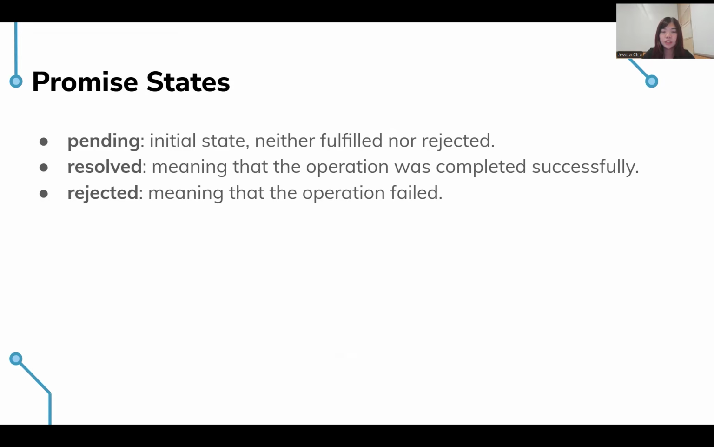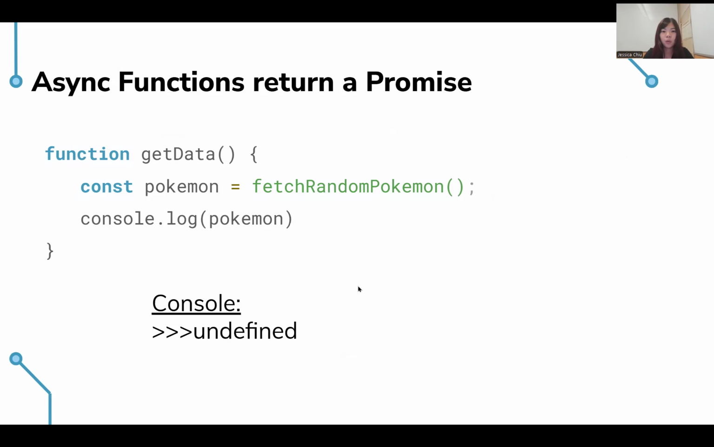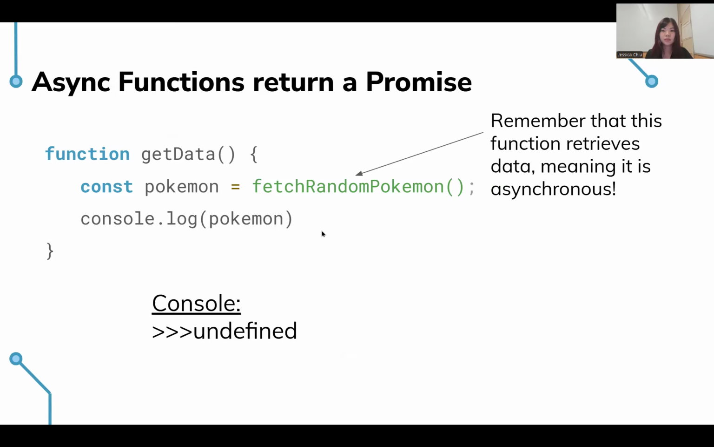Now, there are a couple states that a promise can be in. First, it could be pending, which is the initial state. So it's neither fulfilled or rejected yet, meaning it's still getting the data. It could be resolved, which means that the operation was completed successfully, or it could be rejected, meaning that the operation failed. So going back to this example, the reason that we got undefined in the console is because the promise was still pending. We console.logged when the promise was pending, not resolved or rejected, so we didn't get anything in the console. Hope that makes sense.